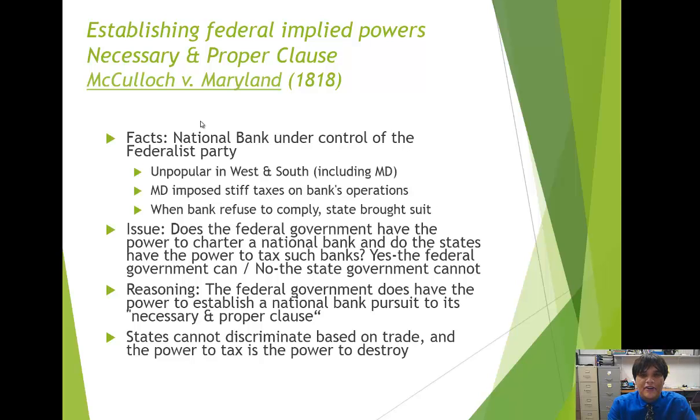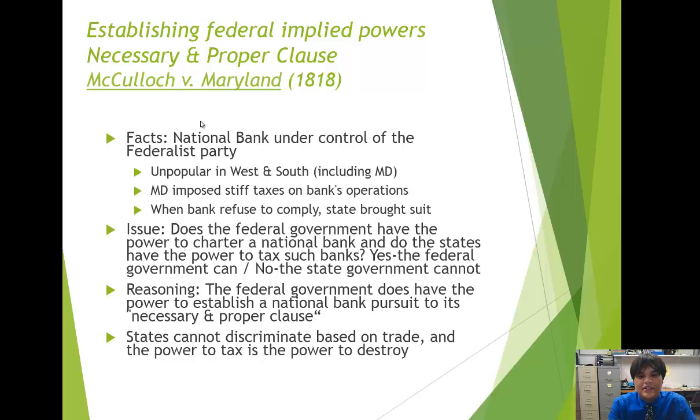Do the states have the power to tax such banks? The Supreme Court said no. States cannot tax national government interests or national government entities. The reasoning is that the government does have the power to establish a national bank pursuant to the Necessary and Proper Clause. Banks are necessary and proper. States cannot discriminate based on trade, and the power to tax is the power to destroy. So the argument here is that if you tax a national bank so much, it'll collapse, and therefore it'll destroy the national government. Then we're going to end up right back where we were with the Articles of Confederation.